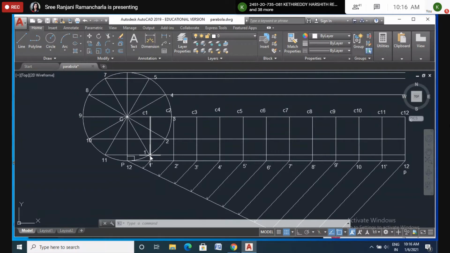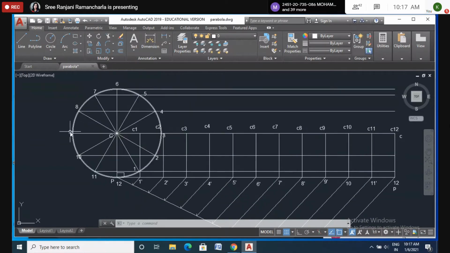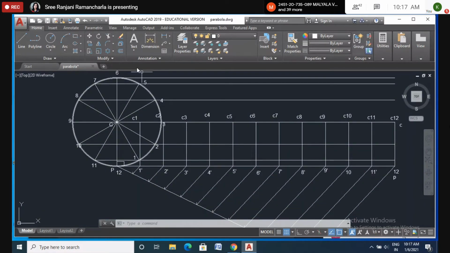Like that you have to draw. When you start from point 10, parallel to this baseline, it should pass through point 2. Similarly all are like that only. See here, of course 9 and 3 pass in a straight line, and 8 and 4, 7 and 5, and 6. Is it clear here?